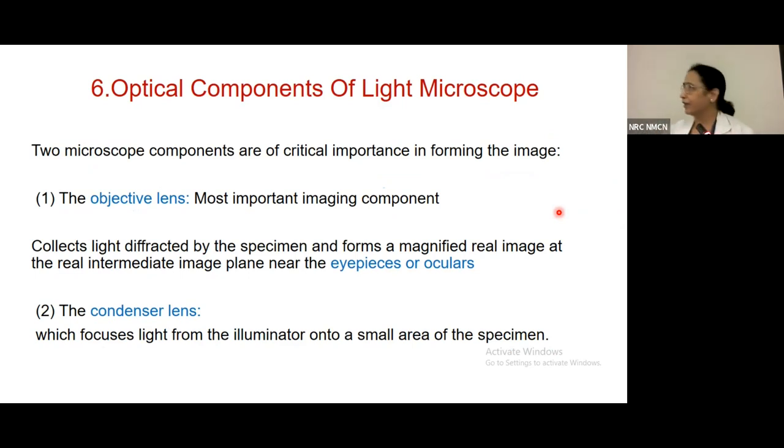Now coming to the optical components of the light microscope. By now, I think you must have become familiar that the two most critical components of a microscope are the objective lenses and the condenser. The objective lens is the most important because it collects light diffracted by the specimen and forms a magnified real image, as I said earlier, at the real intermediate image plane near the eyepiece or ocular. And the condenser lenses are important because they focus light from the illuminator onto a very small area of the specimen.